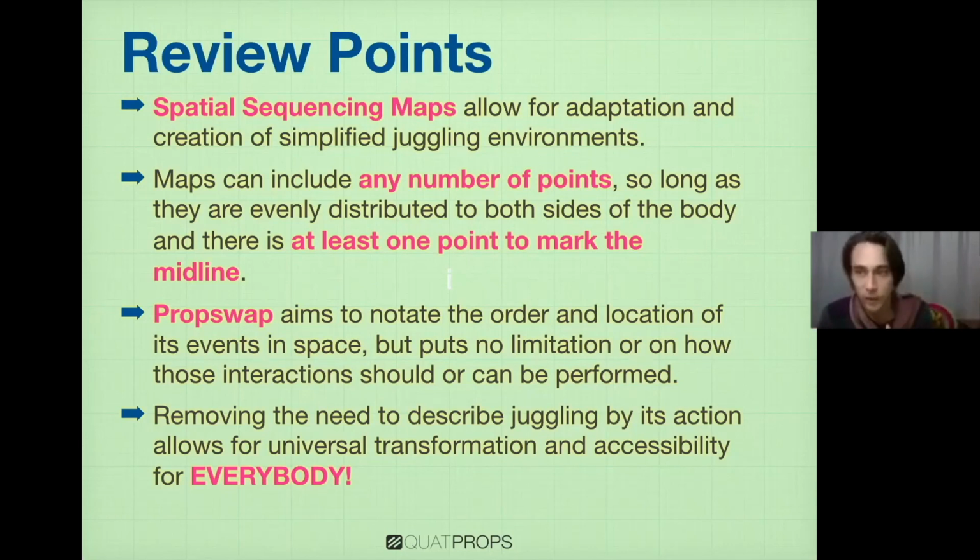I have the theory of process formations, which gives me the 8 possible relationships that I can explore, another way to describe juggling without describing its action. And we have spatial sequencing maps, where we can apply those relationships, another way to describe juggling without talking about its action, and prop swap notation. So we have 4 ways to talk about juggling now that don't relate to its action. And that's going to create the foundation of our approach, how we make it accessible.